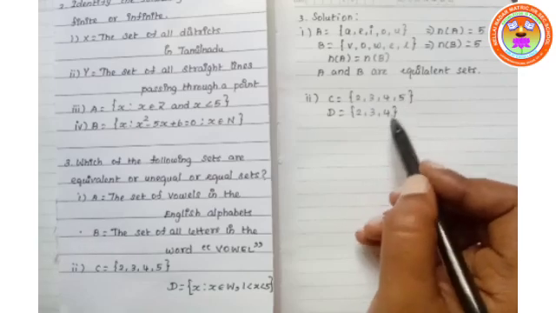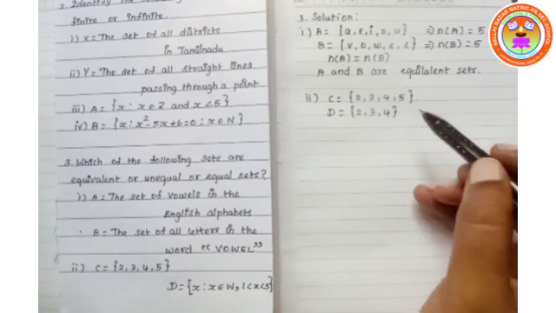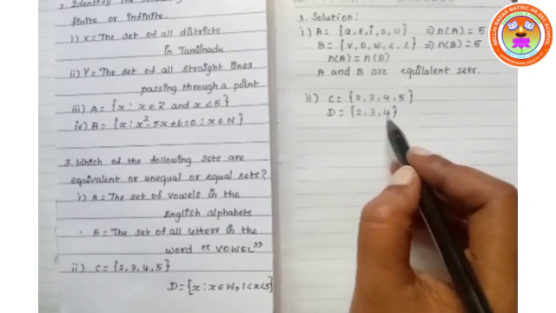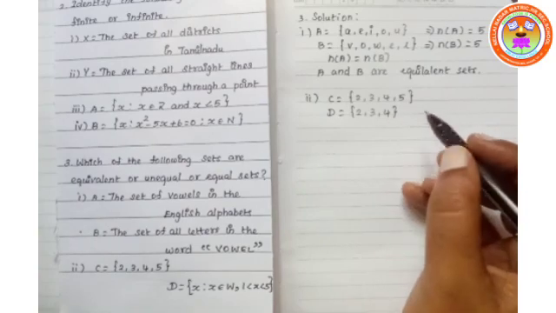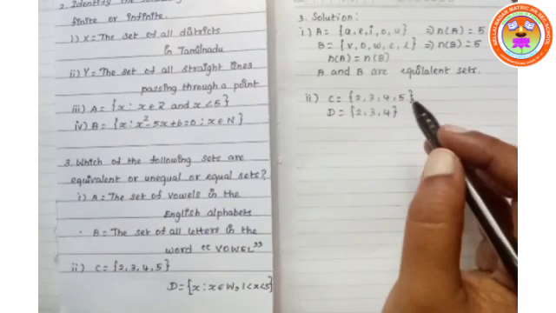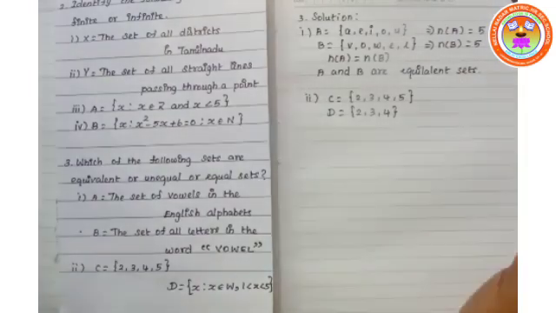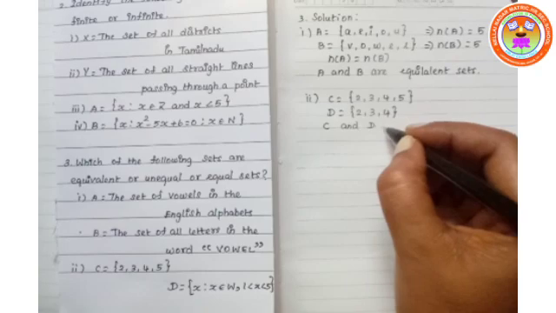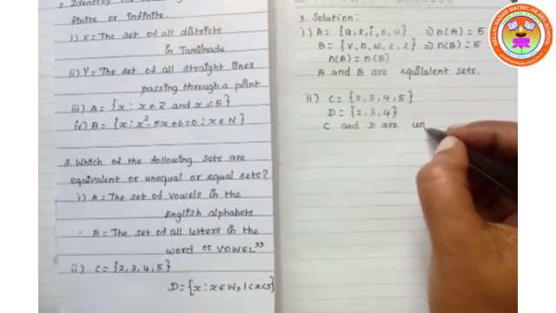Therefore, these are not equal sets, and you have to check whether they are equivalent. Here the number of elements is 4, here the number of elements is 3. They are also not equal. Therefore, these two sets are not equal sets and not equivalent sets. Therefore, C and D are unequal sets.